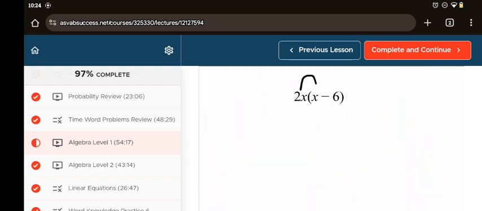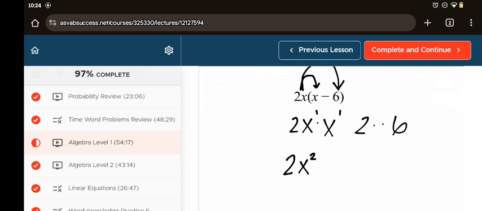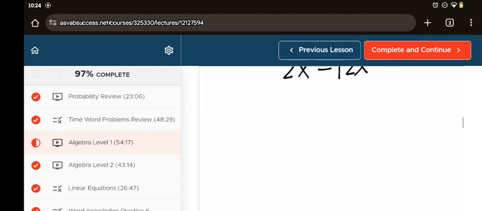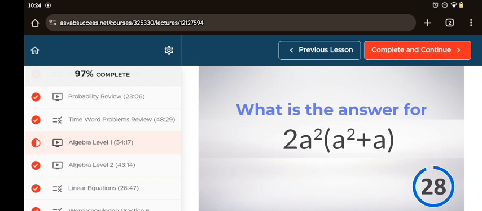Alright, here we go. So we're doing 2x times x. Remember, 2x times x, we add the exponent. So that becomes 2x squared. And 2x times negative 6, 2 times negative 6 is negative 12. And the x stays the same. So this becomes minus 12x. Okay? You see. We got one more, and then we're going to go over division. I'll give you a little bit of time to figure this one out, okay? Go for it.